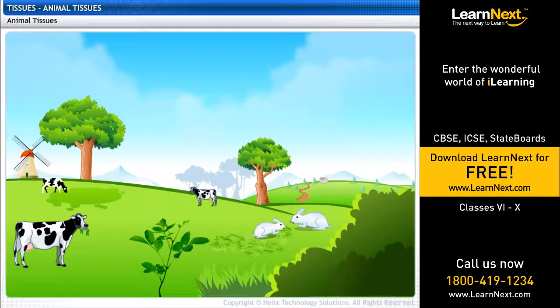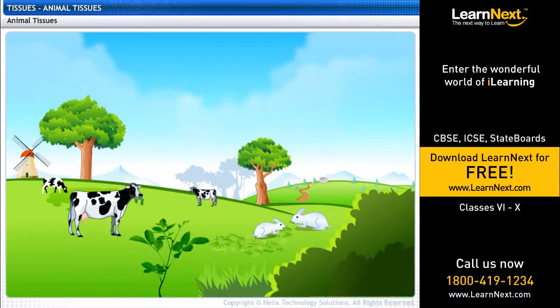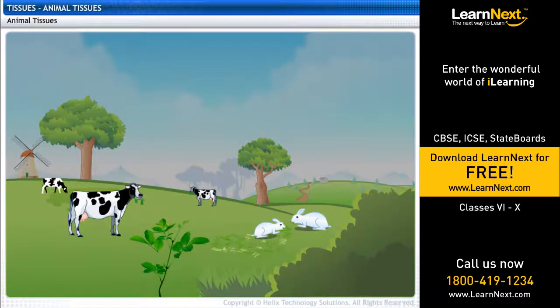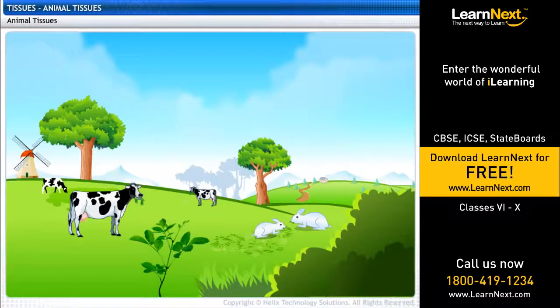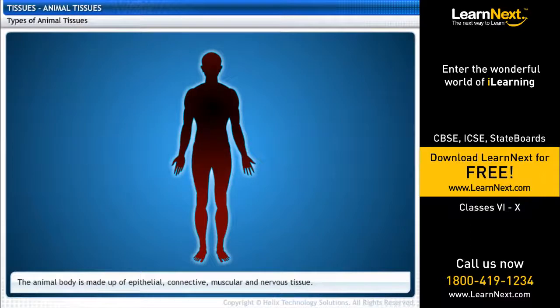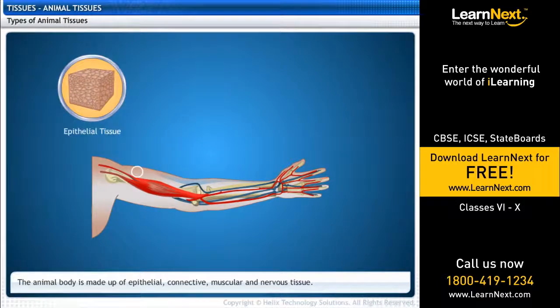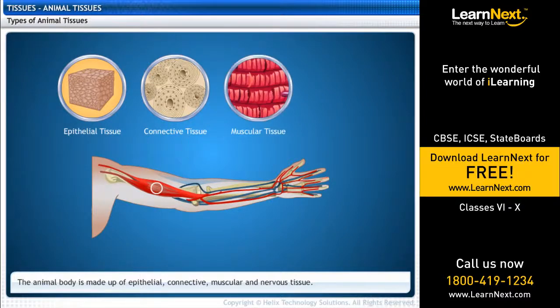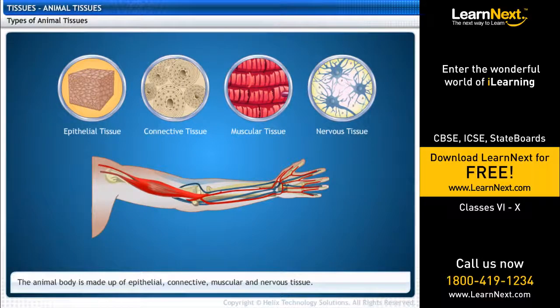Animals move around in search of food, shelter, and mates. They consume more energy compared to plants. So, unlike plants, most animal tissues are living tissues. The animal body is made up of different types of tissues: epithelial tissue, connective tissue, muscular tissue, and nervous tissue. Let's look at each tissue in detail.